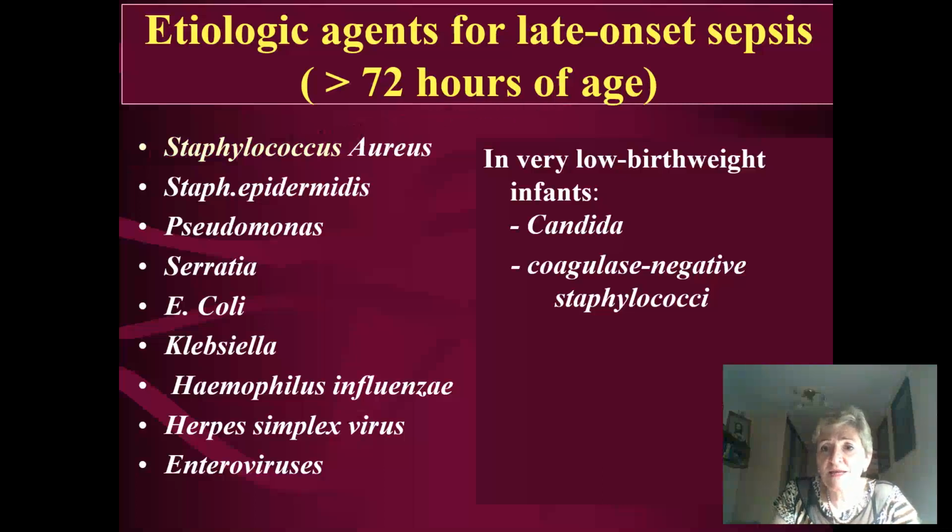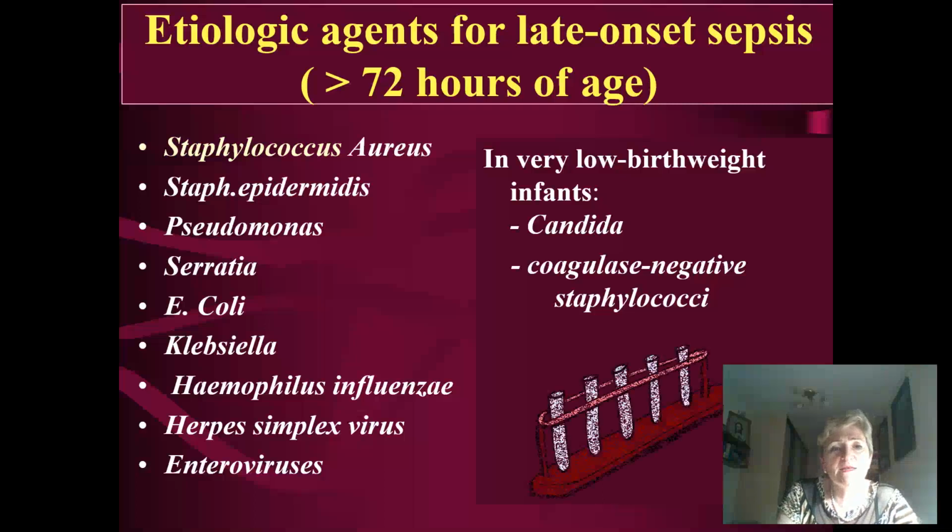Etiologic agent of the late onset sepsis. Sepsis that appears more than 72 hours after birth. The main etiologic agents are Staphylococcus aureus, Staphylococcus epidermidis, plus gram-negative flora: Pseudomonas, Serratia, Klebsiella.